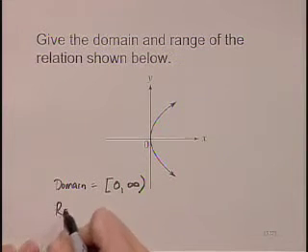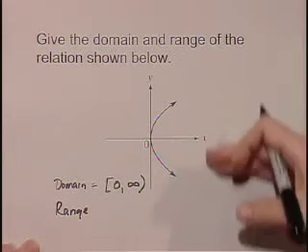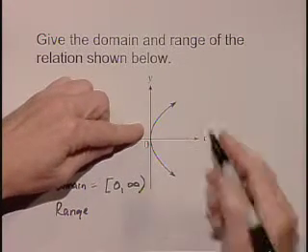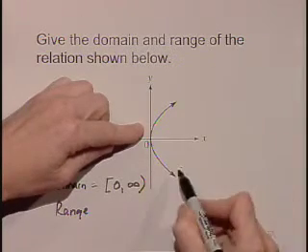Now let's take a look at the range. Range are the y values in the graph. So we ask ourselves, is there any limits or boundaries on our y value? Again, we have arrows on each end of our graph that indicate it goes indefinitely in each direction.